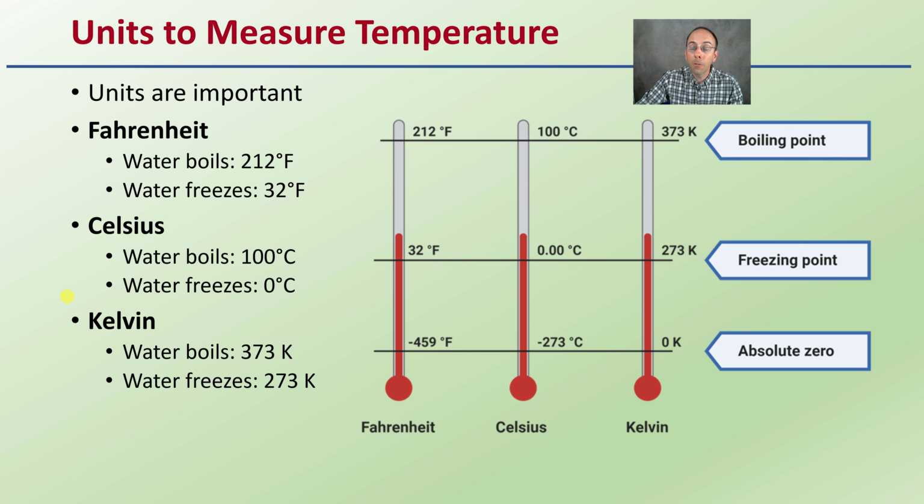Fahrenheit, Celsius, and Kelvin are probably what you're most familiar with. Water boils at 212 degrees Fahrenheit, 100 degrees Celsius, or 373 Kelvin. And you can see the freezing and the absolute zero temperatures. What makes Kelvin unique is that it is zero at absolute zero. When molecules stop moving, that's called absolute zero, and that's 0 Kelvin. On the Celsius scale, that would be negative 273 degrees, or negative 459 degrees Fahrenheit. So the units you're using are very important.